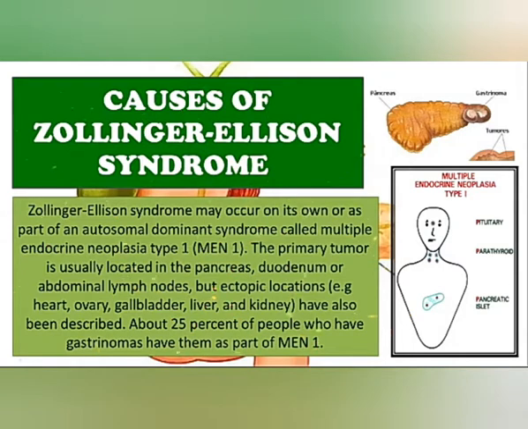So the development of Zollinger-Ellison syndrome can also be linked with this endocrine pathology, and this is the case in individuals who have multiple endocrine neoplasia type 1 or MEN type 1. So 25% of cases of Zollinger-Ellison syndrome are due to MEN type 1, and 75% of cases are due to the independent development of tumors called gastrinomas in the pancreas or the duodenum.